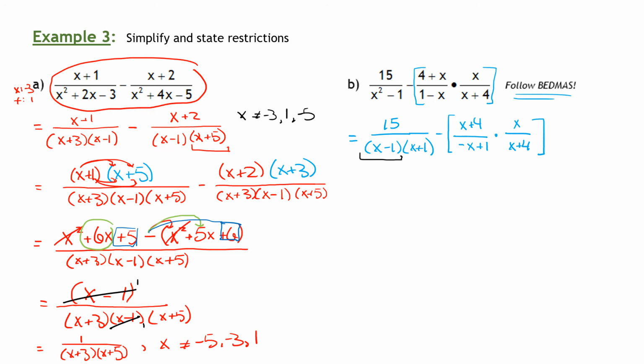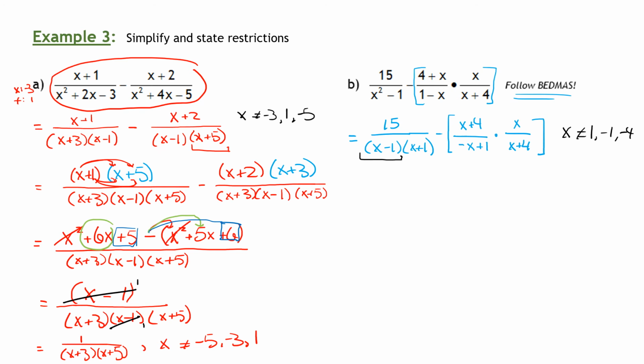Restrictions on this one. X cannot equal 1 right here. X cannot equal -1 right here. What's that one? That's also a 1. And here, a -4. Now, if I had a division sign in between, I would also need the restriction on the numerator there, but I don't have a division sign, so that's just a little review for you.